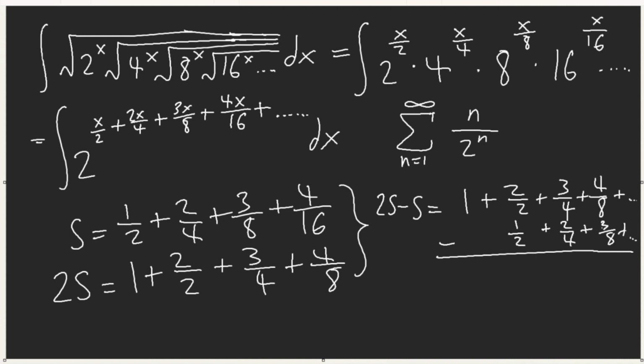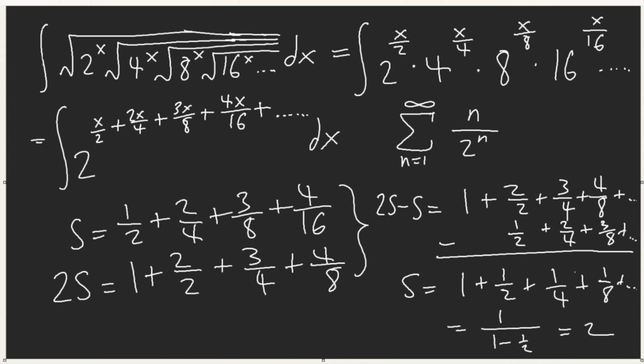It's shifted. So 2s minus s, when we subtract it, we get 1/2, we have 1/4, and we have 1/8. Oh, this is a geometric series. This is equal to 2. So our answer, this sum is equal to 2.